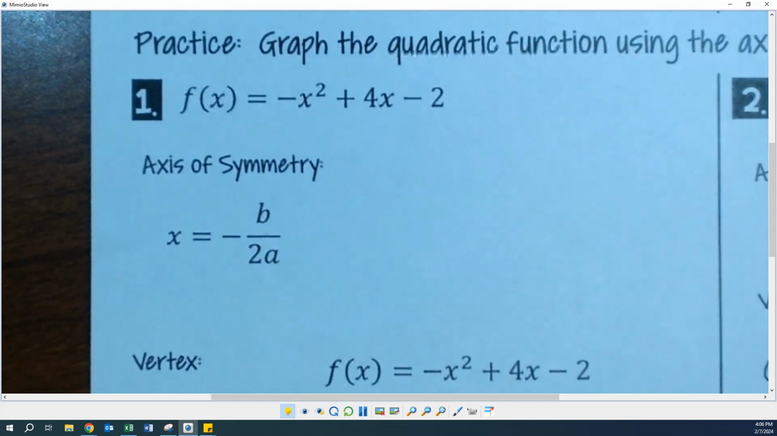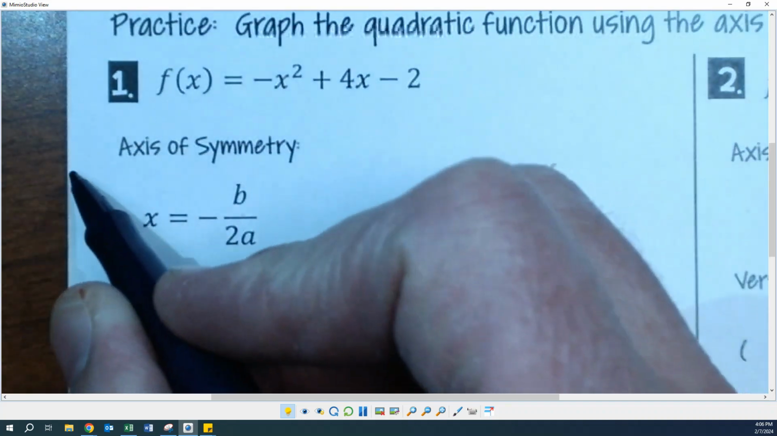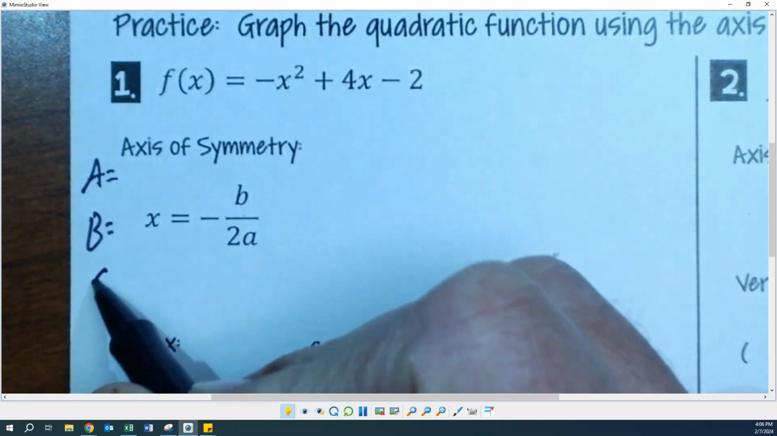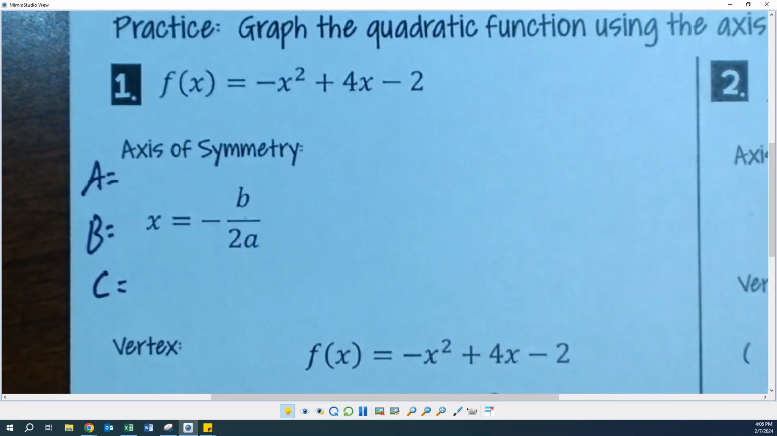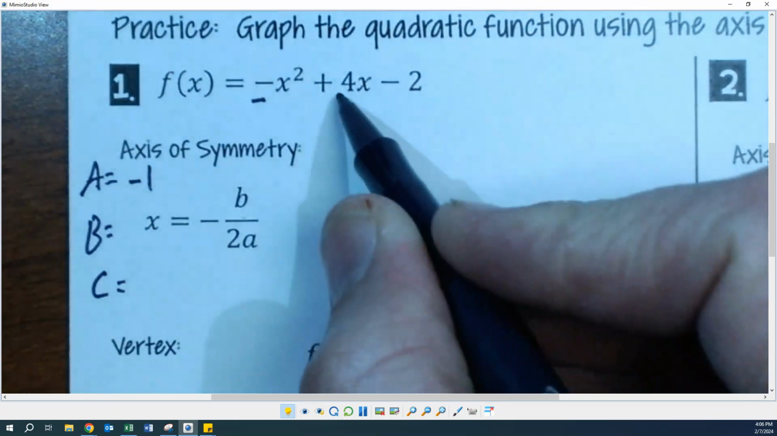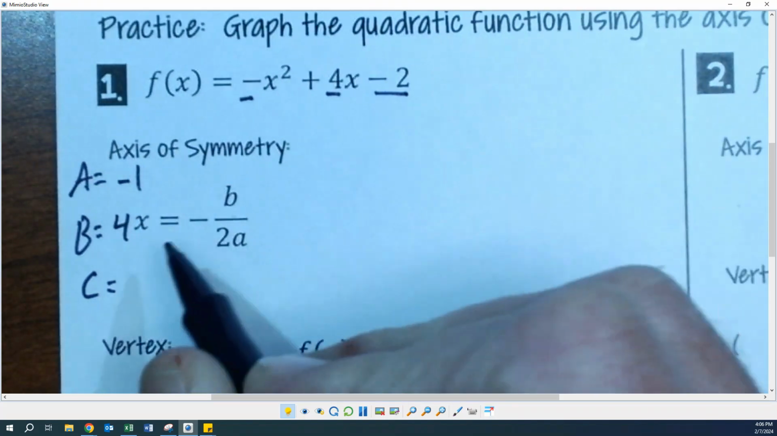So let's go ahead and start with problem number 1. Problem number 1 reads f of x equals negative x squared plus 4x minus 2. The first thing I'd like you to write down is the same thing we did in our last unit. Identify your a, b, and c. Our a value is negative 1. Our b value is 4. And our c value is negative 2.